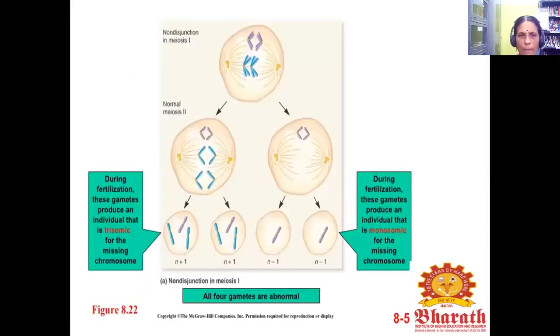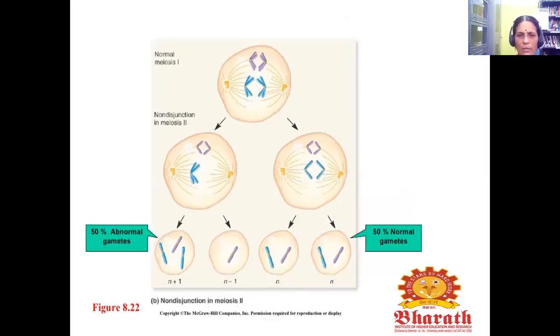Say this is nondisjunction in meiosis 1, with normal meiosis 2. During fertilization, the n+1 gametes produce an individual that is trisomic for the extra chromosome. In the n-1 case, during fertilization, these gametes produce an individual that is monosomic for the missing chromosome. So all four gametes are abnormal in the case of nondisjunction in meiosis 1.